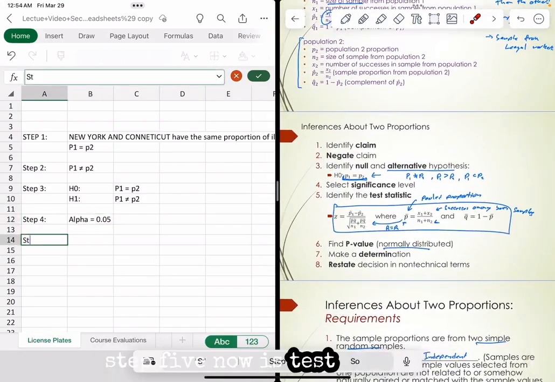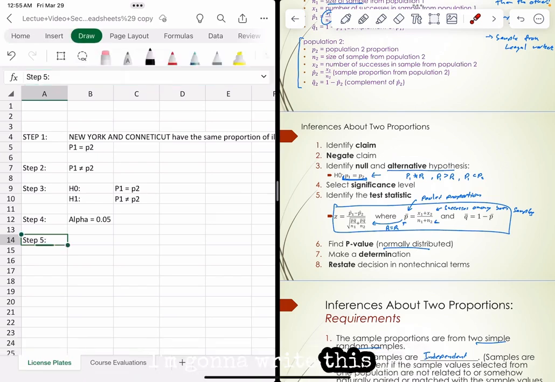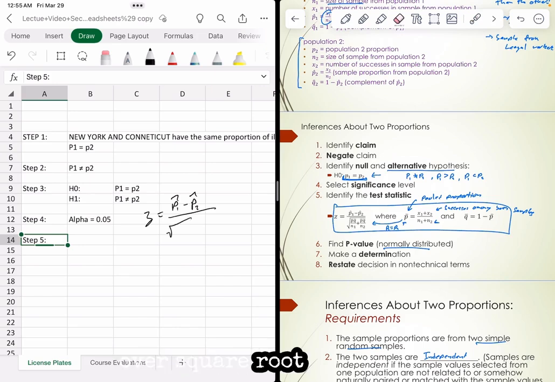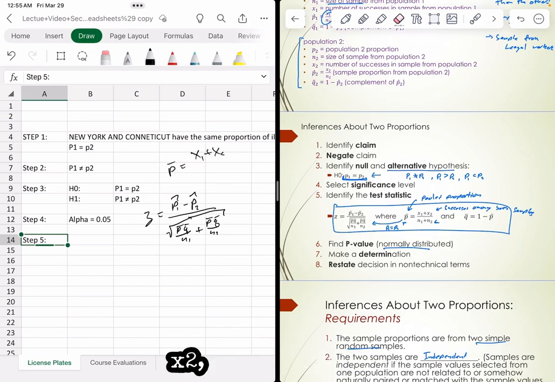Step 5 now is the test statistic. It is given in the above slides. Maybe I'll just write it in. Z equals P1 hat minus P2 hat over the square root of P pooled, Q pooled over N1 plus P pooled, Q pooled over N2. Square root of all that. There's my test statistic. P pooled is X1 plus X2 over N1 plus N2. Alrighty, that should be enough.